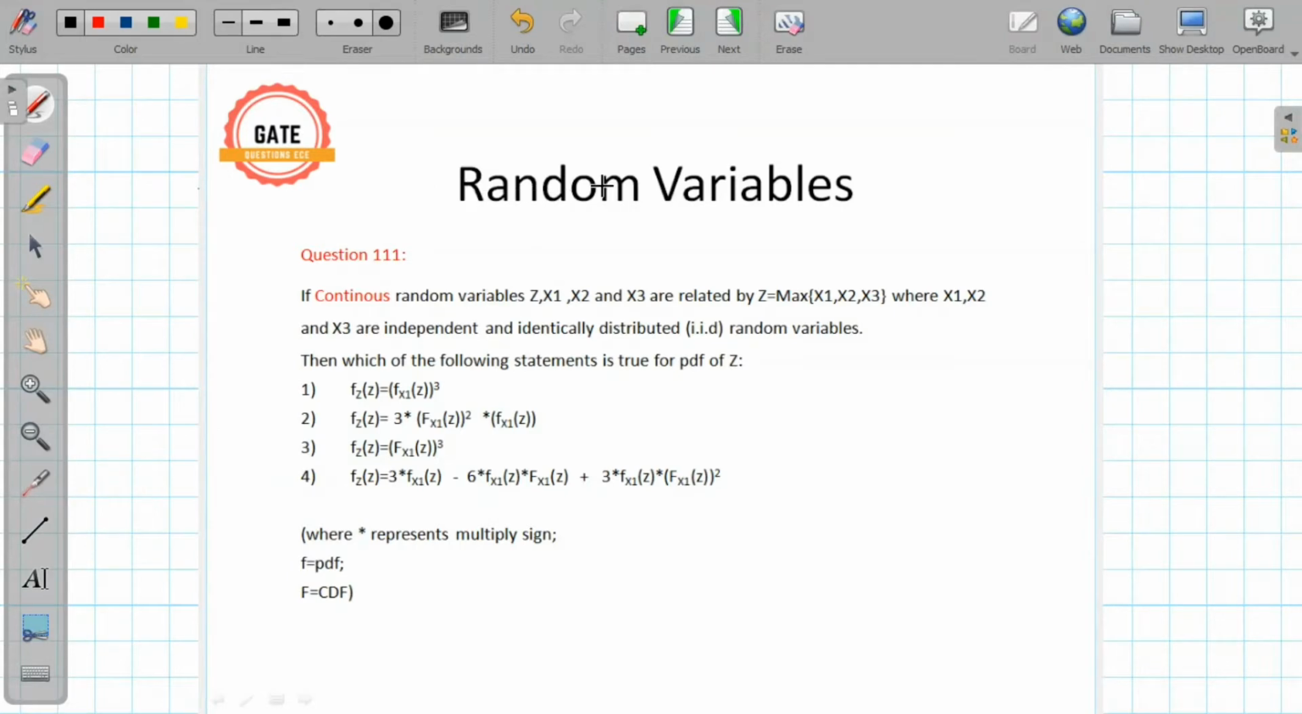So I am back with the next question on random variables in this series. The question code is 111.